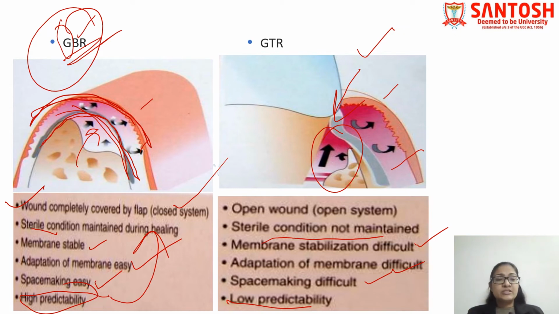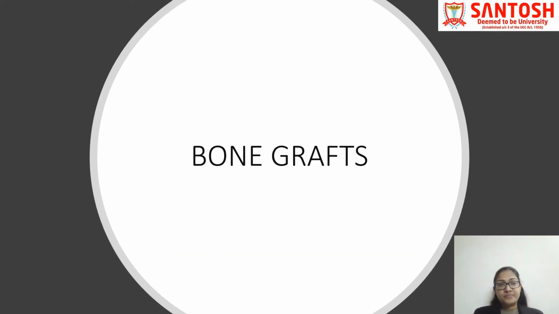Because it is a closed system, because there are sterile conditions maintained, that is why it has high predictability. Because it is an open wound system and sterile conditions cannot be maintained, that is why it has low predictability. Fine. So now we are clear with regeneration, repair, new attachment, reattachment.